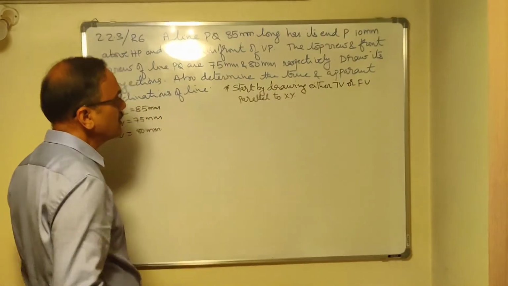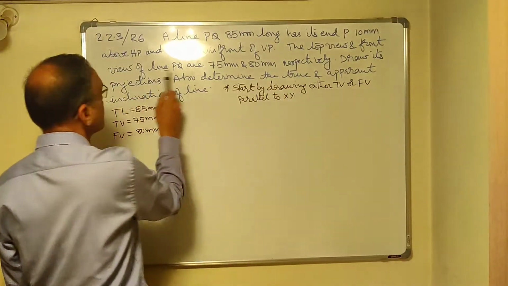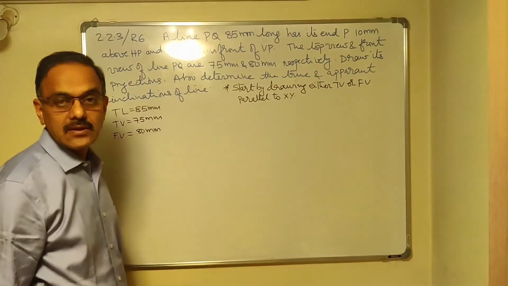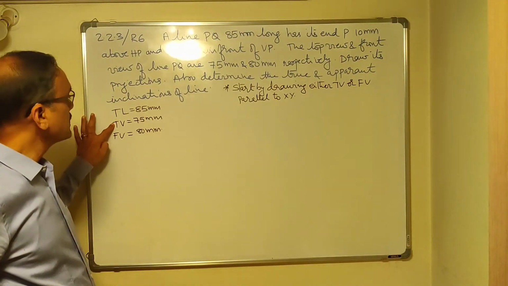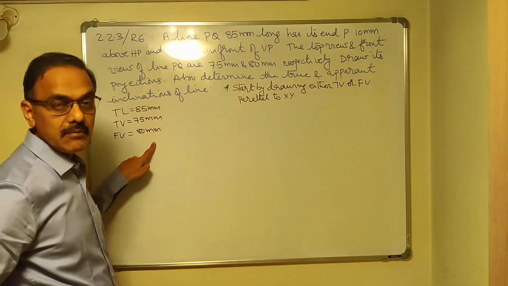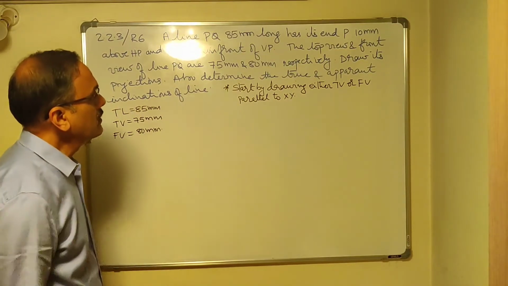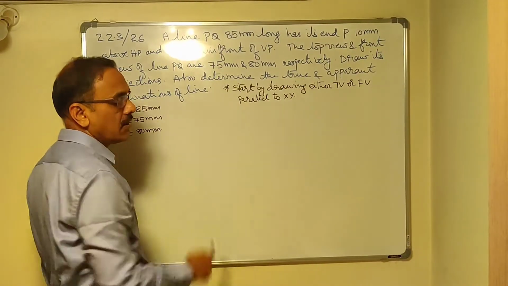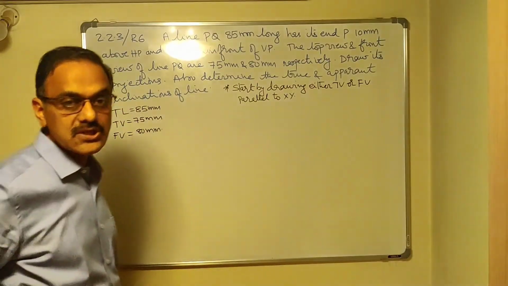Then what else is given? The top view and front view of the line PQ are 75 and 80 mm respectively. So the length of the top view is given as 75 and the length of the front view is given as 80 millimeters. This is what you are given. You are asked to draw the projections and to find something. Let us draw the projections first.